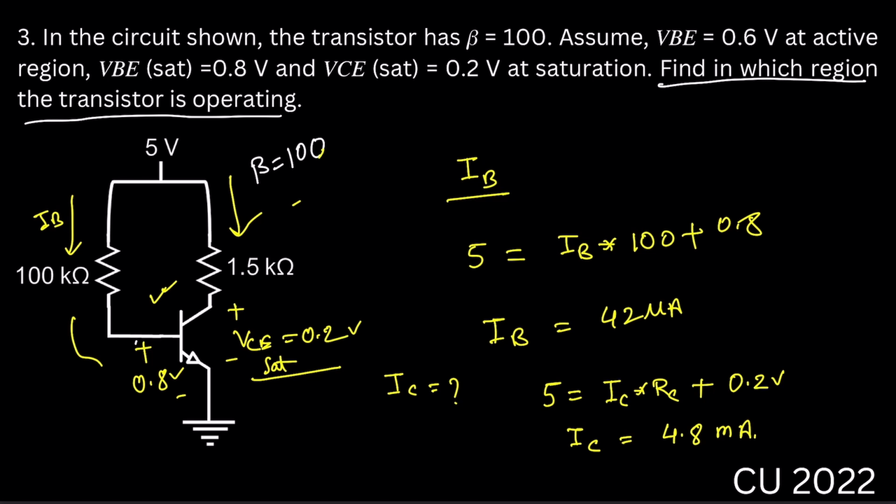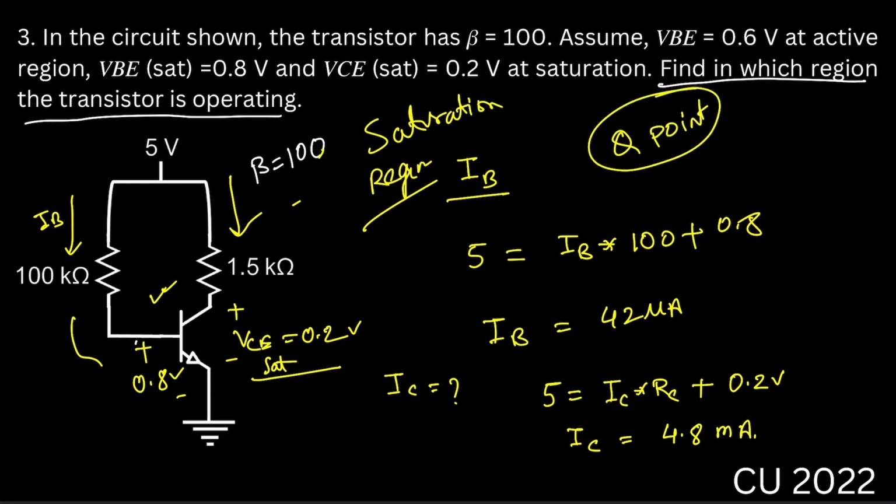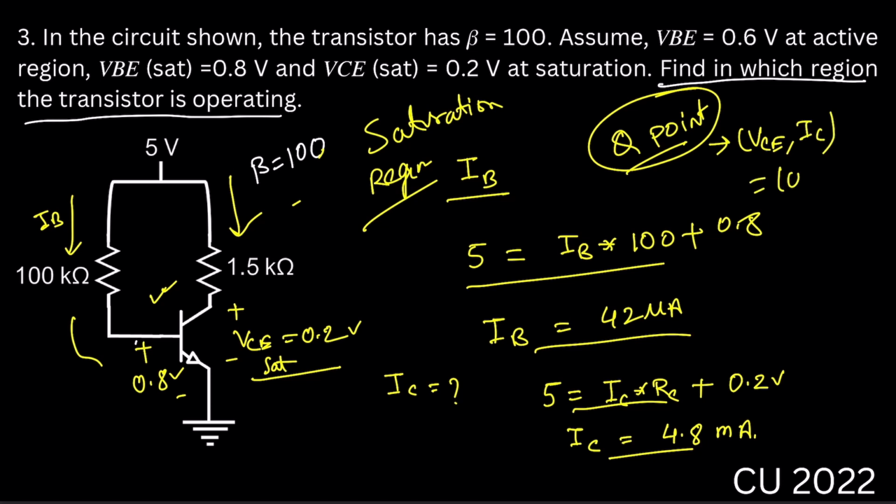In the question, they are just asking which region the transistor is operating in. So our answer will be only the saturation region. But in some questions, they ask you to find the Q point. If they ask for the Q point, and you find the transistor is working in the saturation region, then you need to use this formula to calculate IC and IB, and then you can write the Q point as VCE comma IC. What is the value of VCE? 0.2 volt. And what is the value of IC? 4.8 milliampere. So this will be your answer.